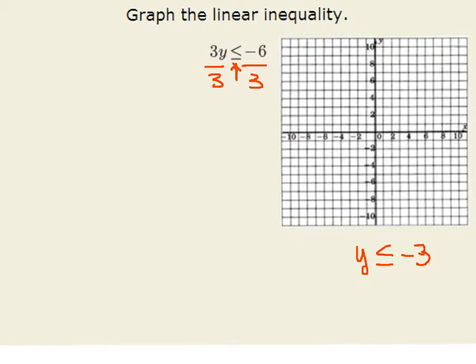Now because there's no x in there, that means that y does not depend on x. If there was an x in there, if x were 1, y would be negative 3, but if x were 2, y would be negative 6. But there isn't an x in there. There's no x, so that means no matter what x is, y is negative 3.